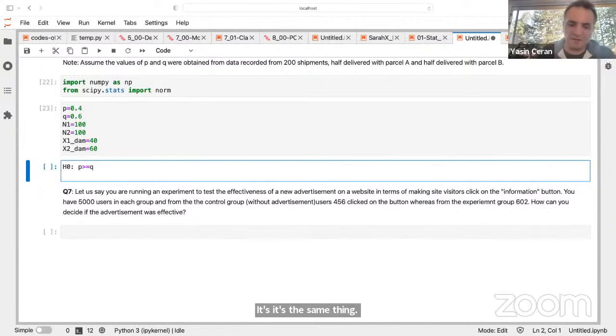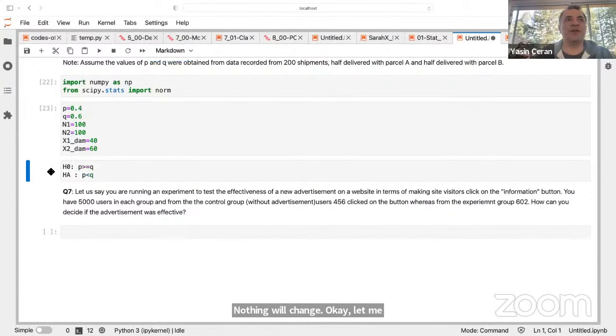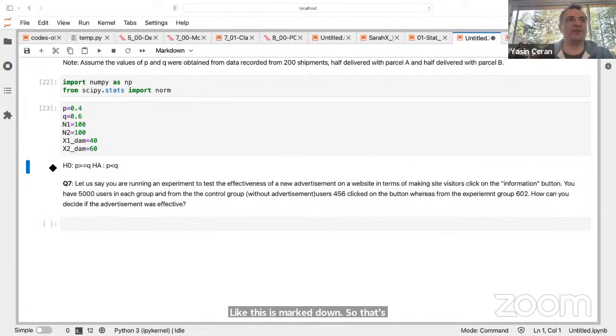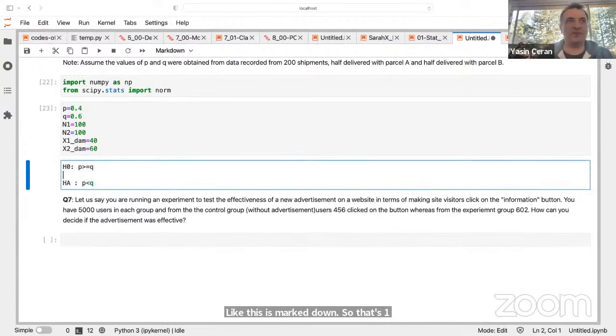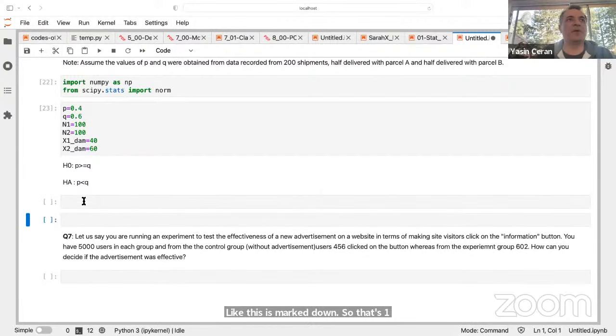And then my alternative hypothesis is, let's say, P is less than Q. Again, you can do the other way too. It's up to us. Nothing will change. Let me make this as markdown.